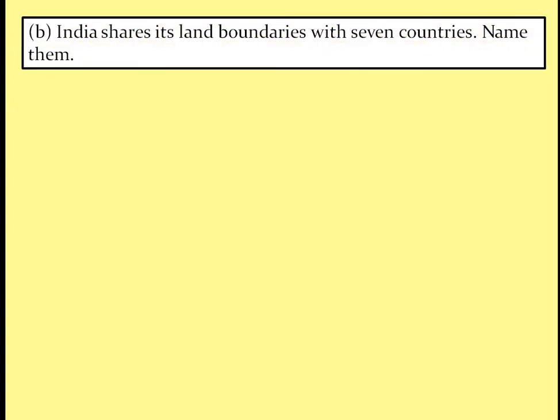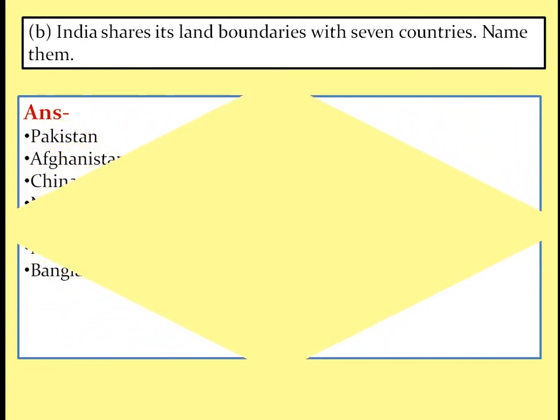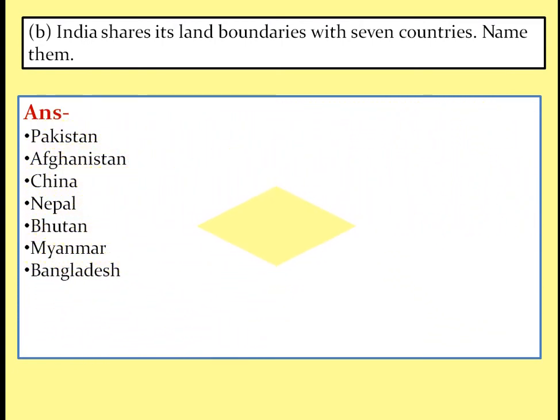Next, India shares its boundary with 7 countries, and you have to write the names of these countries. Let's check out the answer. So India shares its boundary with 7 countries. They are the following: Pakistan, Afghanistan, China, Nepal, Bhutan, Myanmar and Bangladesh.